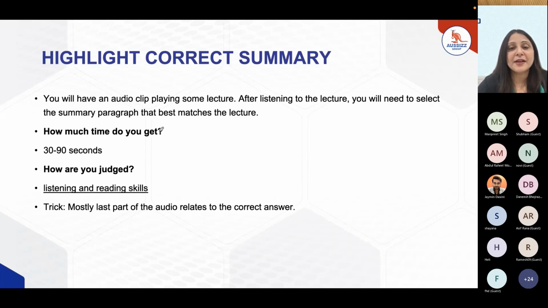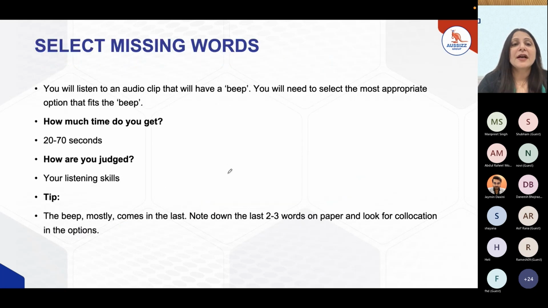Highlight correct summary. Very simple. Audio will be played. Options will be there. You have to listen to the audio and find out the correct summary of the paragraph. The trick is that mostly the last part of the audio relates to the correct answer. So listen carefully towards the end of the section. But again, it is a very low score task and it gives you score in listening and reading skills.